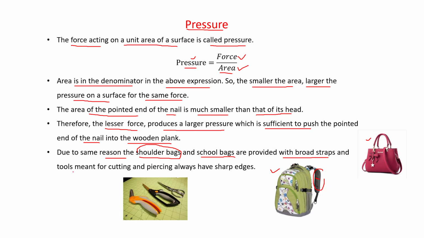Tools meant for cutting and piercing always have a sharp edge. Sharp edge means smaller area. When area is smaller, by the same force we can exert more pressure. You can say this is a scissor. These are some tools which are used for cutting and piercing.